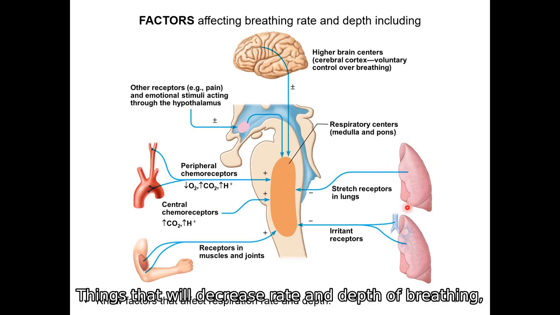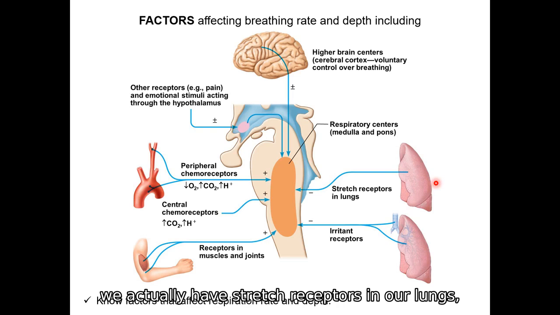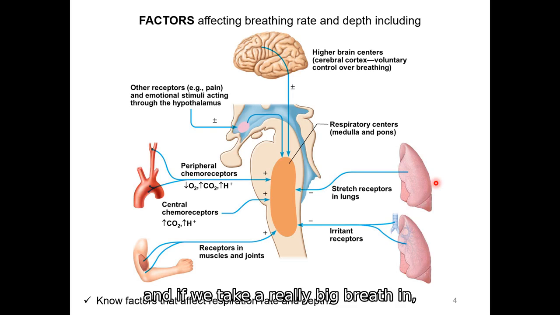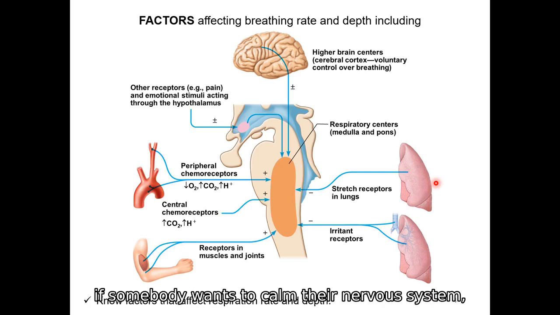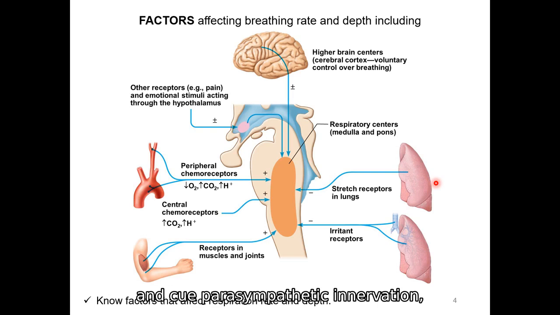decrease rate and depth of breathing, we actually have stretch receptors in our lungs. And if we take a really big breath in, I think this is why deep breathing, if somebody wants to calm their nervous system and cue parasympathetic innervation, taking a nice deep slow breath can do that. It is going to impact the respiratory centers. Okay, also just says slow everything down.